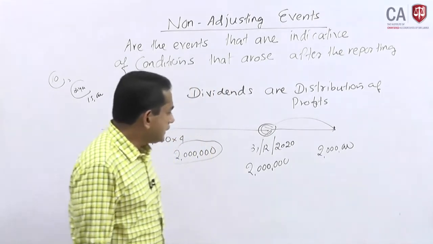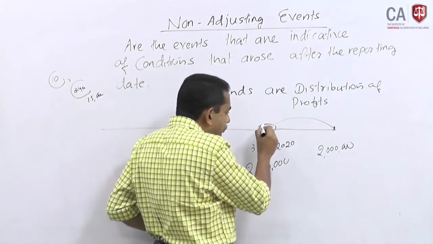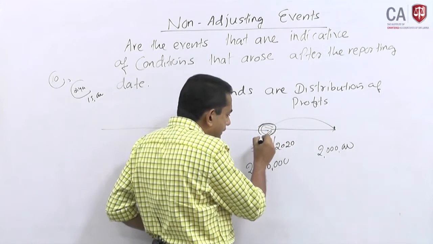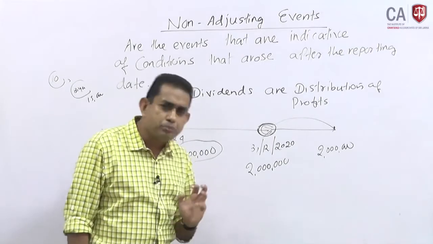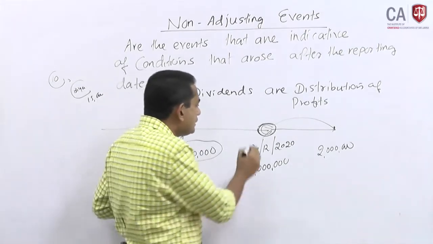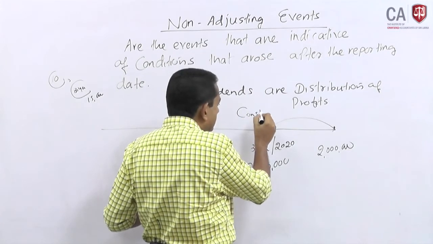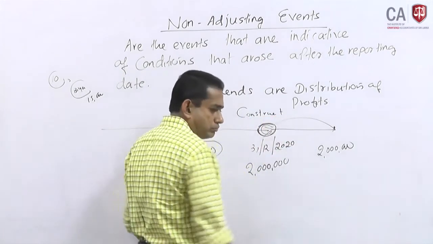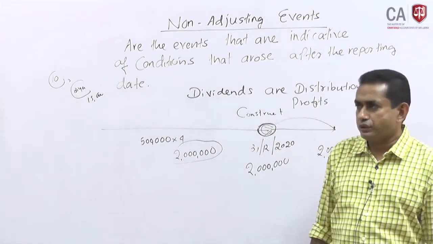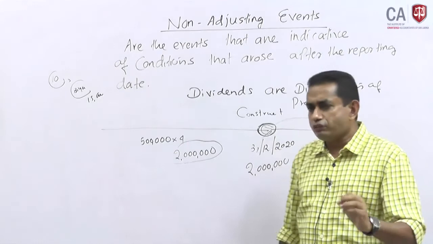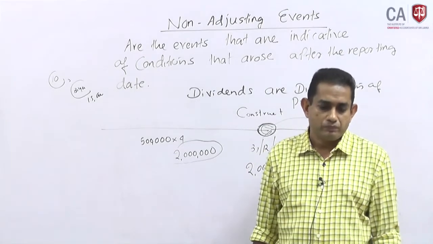Now, what I am saying is this: since you promised to pay dividends, fixed dividends of 4 rupee for a share in the prospectus, a constructive obligation is existing, because you included that clause in the prospectus. So, a constructive obligation is existing on the reporting date to pay dividends.